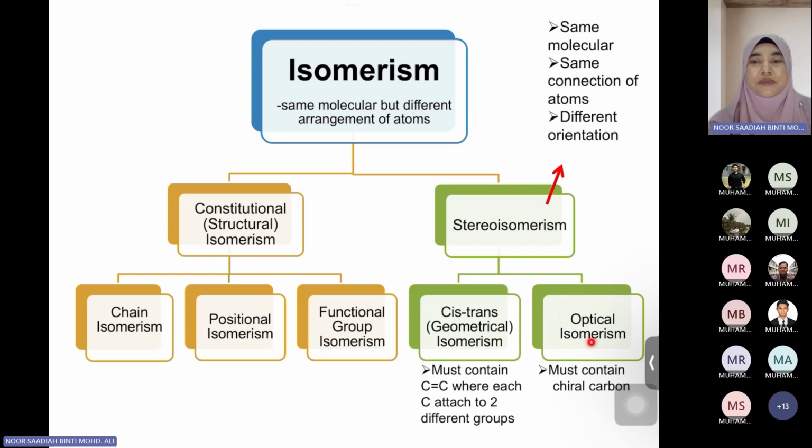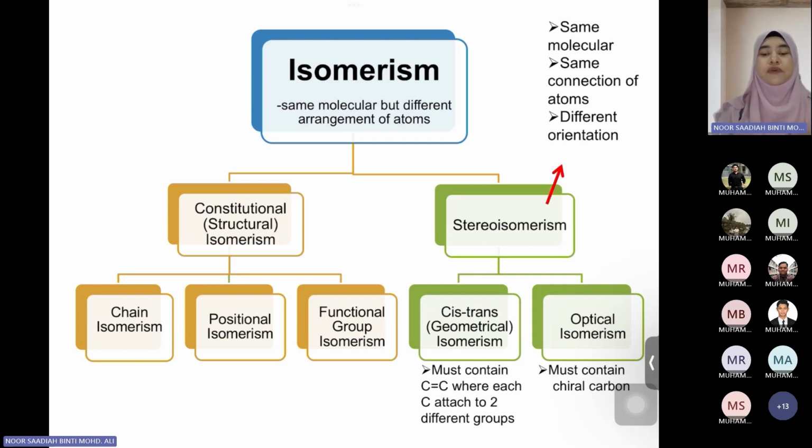So optical isomerism. And in terms of the criteria, as you can see here, this is the basic or essential requirement. Actually the requirements are more than what is listed here, but this is the one that we cover in our syllabus. For example, for cis-trans isomerism, the isomers must contain carbon double bond carbon. This is what we covered in the syllabus. But actually, it is not limited to carbon double bond carbon only. We can also find cis-trans isomers for cyclic compounds, just that we don't cover that one.